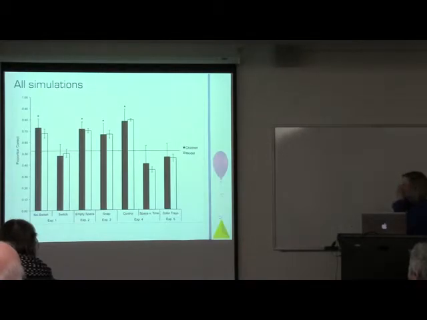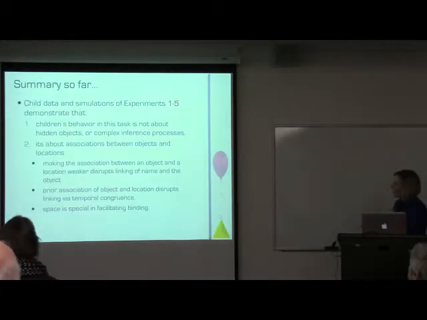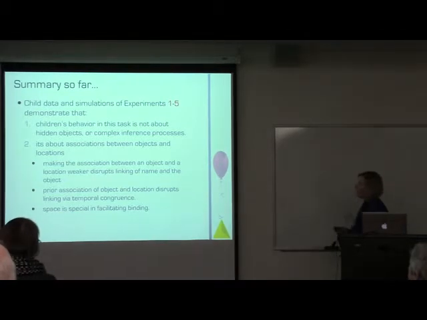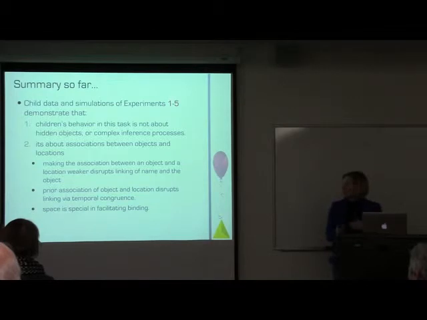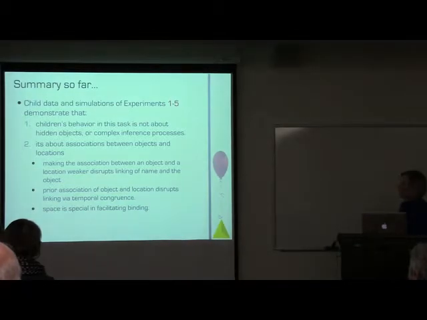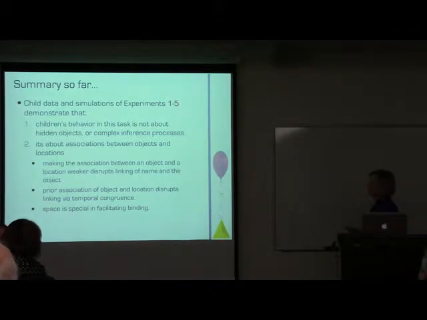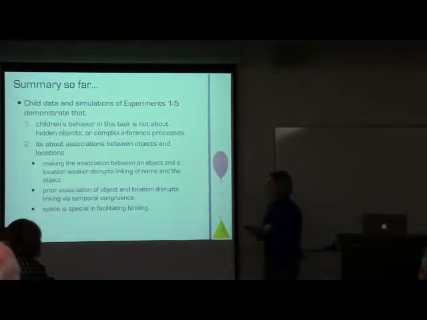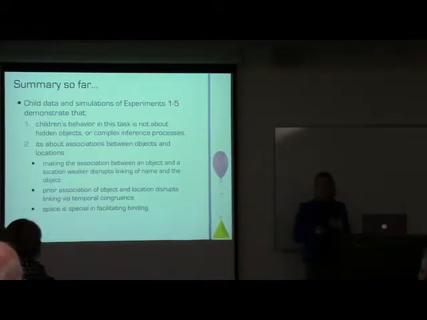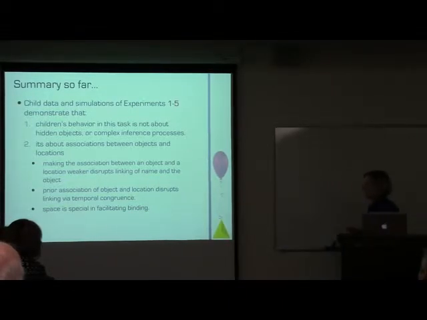Okay, so the model captures that one again. Summary so far: the child data and the simulations in these experiments demonstrate that the child's behavior in this task is not about hidden objects or a complex inference process, I don't think. It's about associations between objects and locations, such that if you make the association between an object and a location weaker, it's going to disrupt the linking of a name to that object.